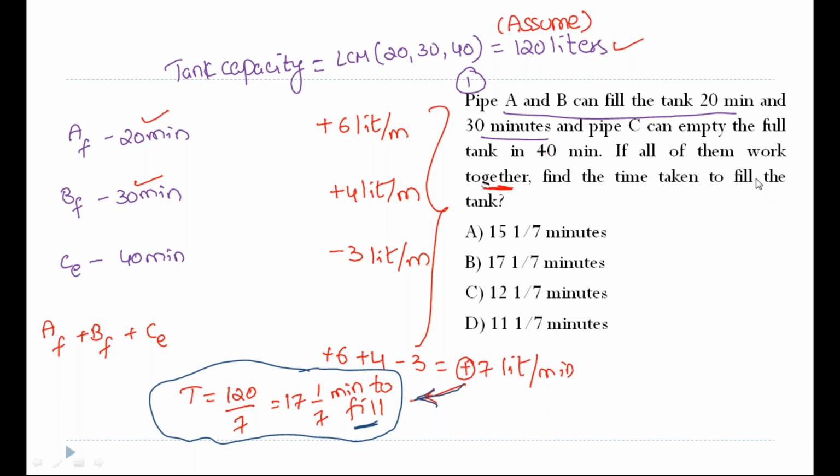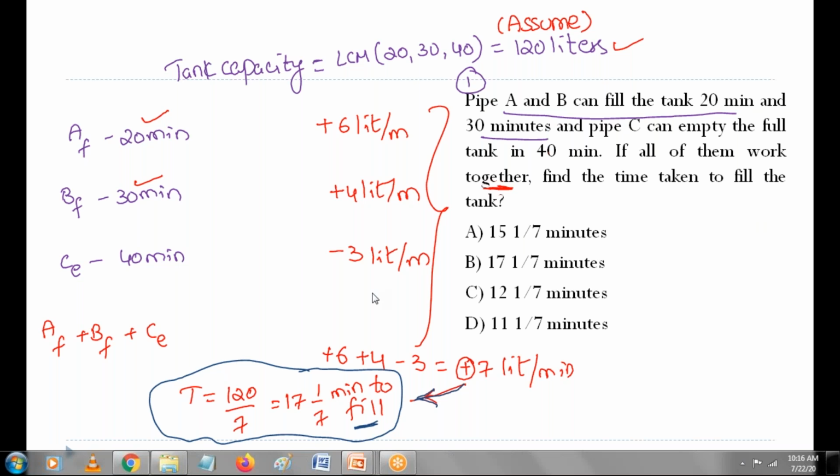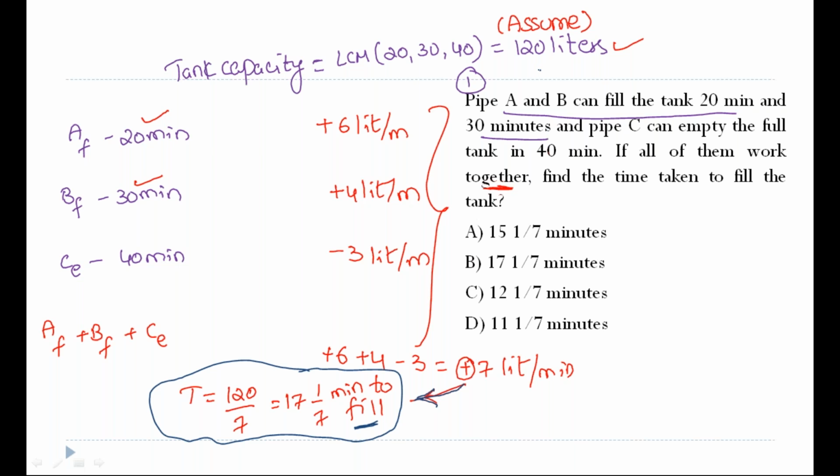Now guys, see this. As usual, like time and work, I am considering the tank capacity. We fixed the work. In time and work, how do you fix the work? We take an LCM for the given timings: 15 days, 12 days, 10 days. Here, 20 minutes, 30 minutes, 40 minutes. The LCM for 20, 30, and 40 is 120.